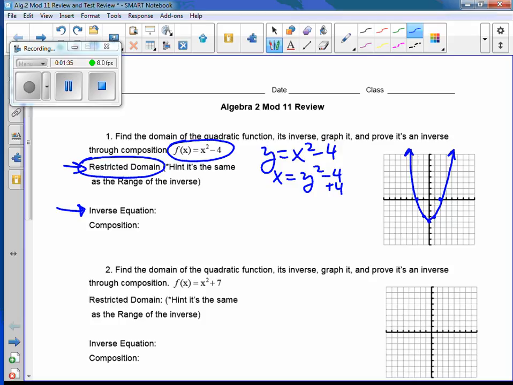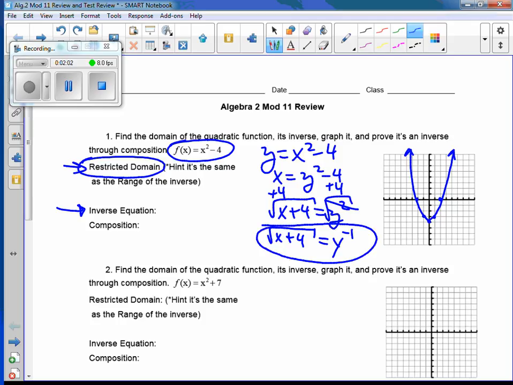So you would do that by adding 4 to both sides. Then you get x plus 4 equals y squared. And then finally, you take the square root of both sides. So you get y equals the square root of x plus 4. And so that's your inverse. And please don't forget that whenever you have the inverse, what needs to go right here in the top right corner of the y variable? A -1. And that basically tells you it's the inverse. And so there it is.